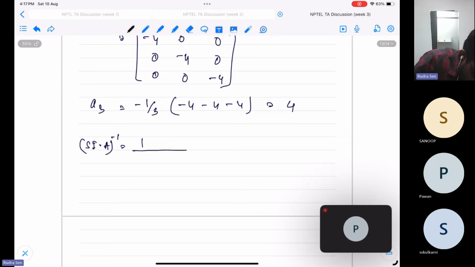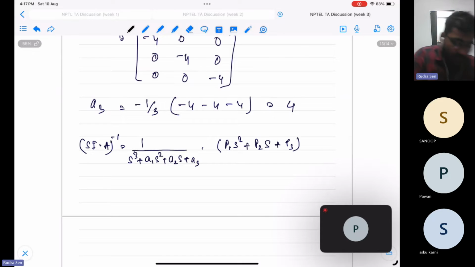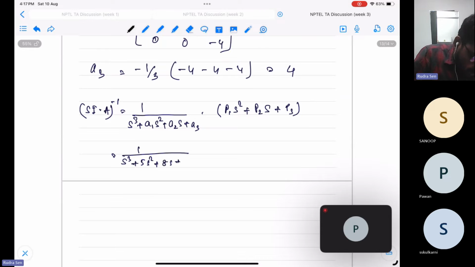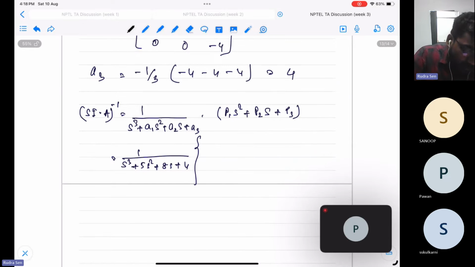So now my SI minus A inverse. What is the first thing? First thing is 1 by S cube plus A1 S square plus A2 S plus A3, into P1 S square plus P2 S plus P3. So this is the thing, right? First is S cube plus, what is A1? A1 is 5 S square, plus A2 is 8S plus 4. And what is P1 into S square? P1 is basically I, that is S square 0, 0, 0, S square 0, 0, 0, S square, right? Plus P2 into S.